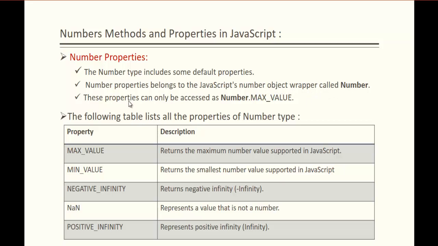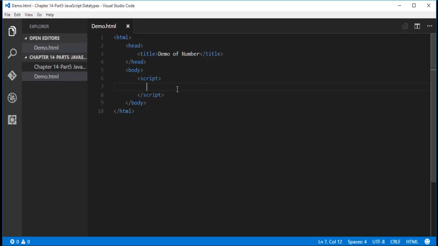The number properties belong to the JavaScript number object wrapper called Number. So these properties, max value and minimum value, can only be accessed with the help of this Number object. Now let me show you a demo of these properties: what is the maximum value of the number object, what is the minimum value, what is the negative infinity, what is NaN, and what is positive infinity.